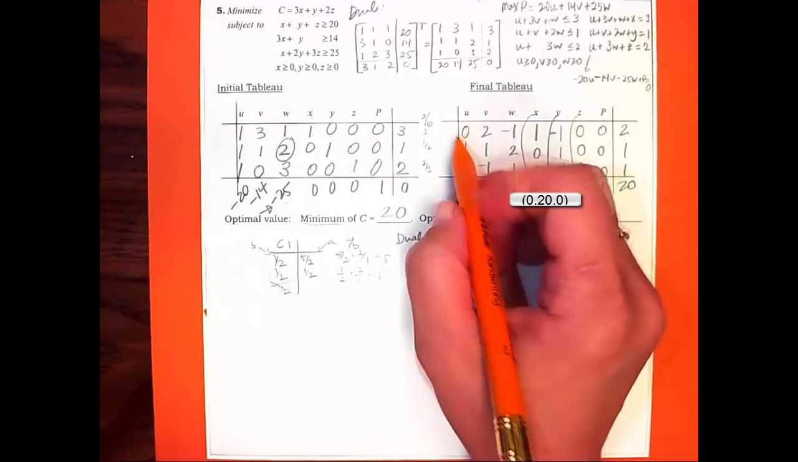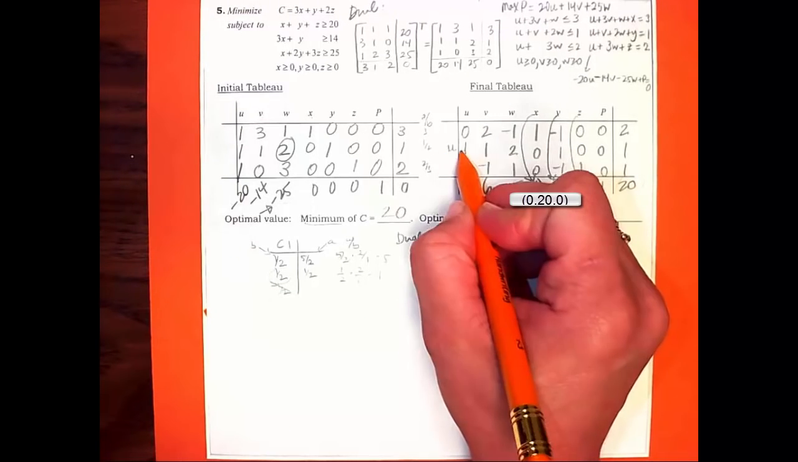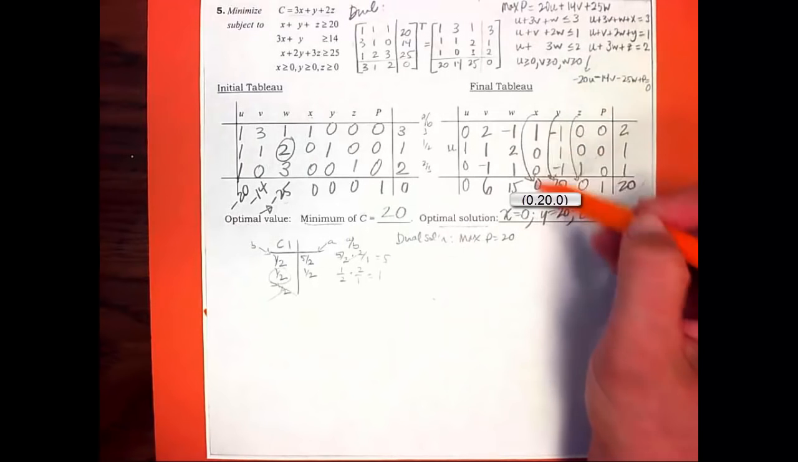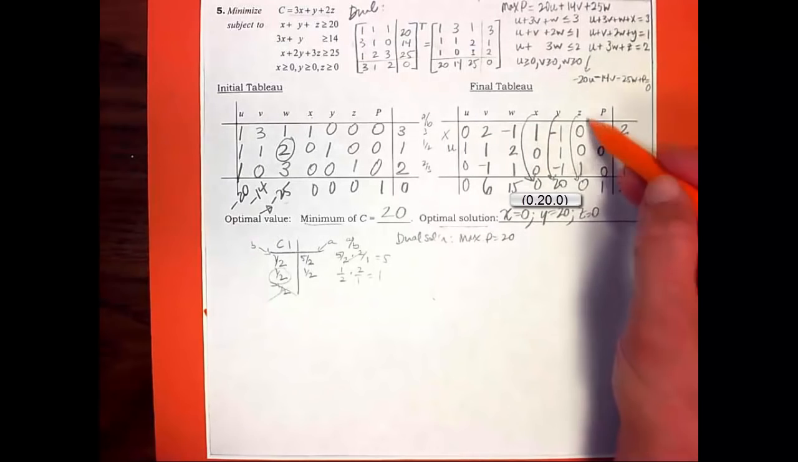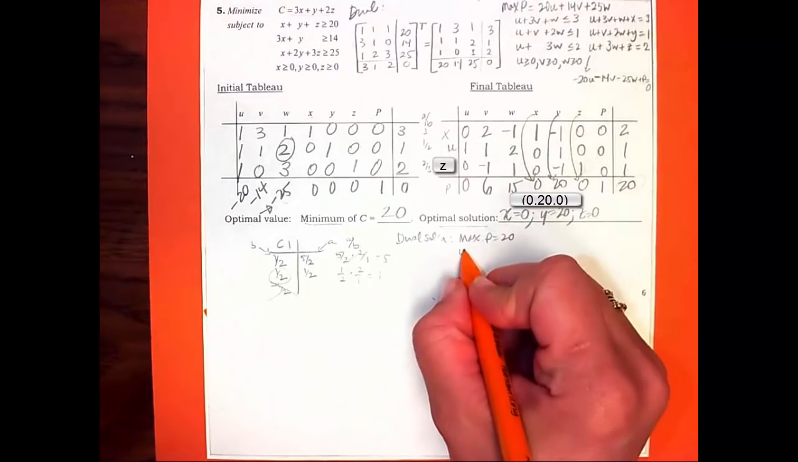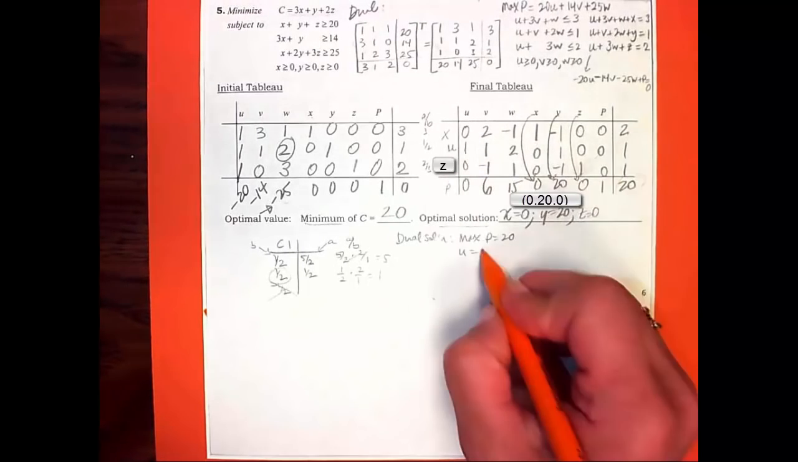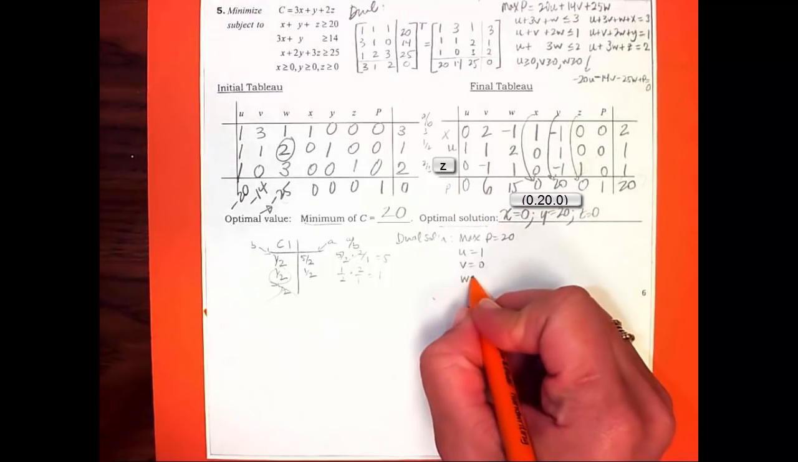So this one, let's see, we've got a unit column there, so 1 corresponds to u. We've got a unit column here, so that's a slack variable for the dual problem. We've got a unit column here, that's a slack variable for the dual, and we've got that. So it looks like u for the dual, u would be 1, and then since v and w are not active, they would both be 0, and we would have that solution.